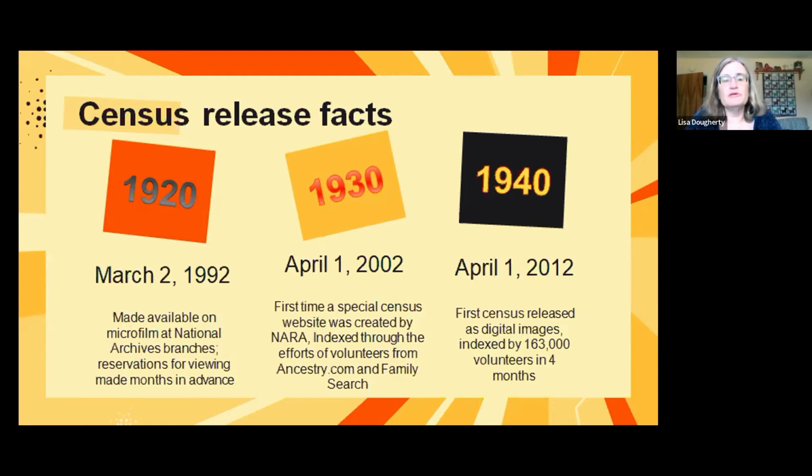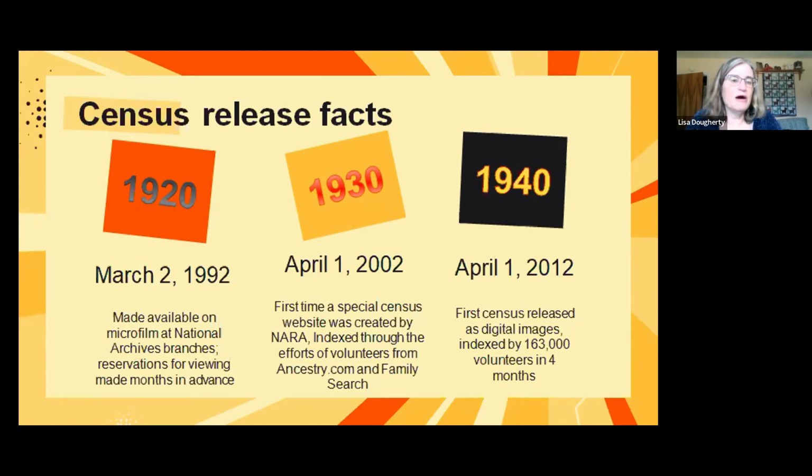On April 1st, 2012, the 1940 census was released. This was the first census to be released as digital images. So the others were not originally digital images. They were imaged after being released, but the 1940 was the first to be released as a digital image.